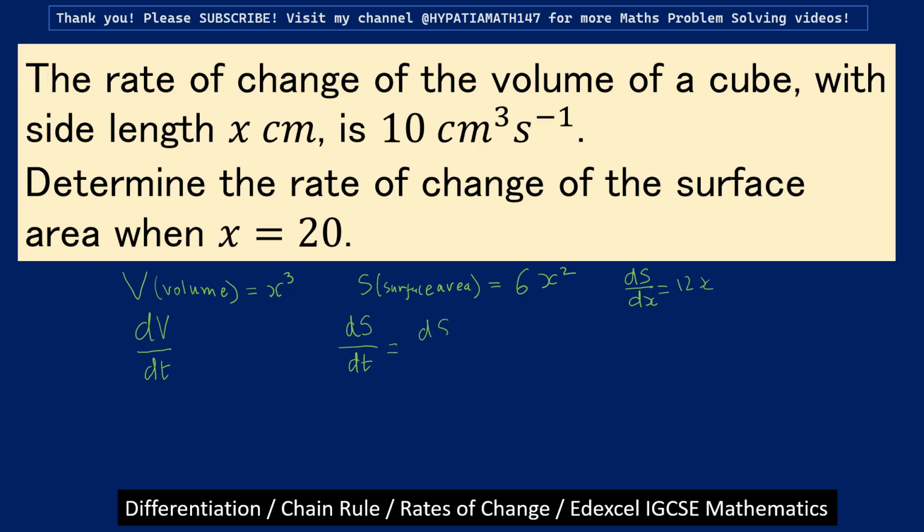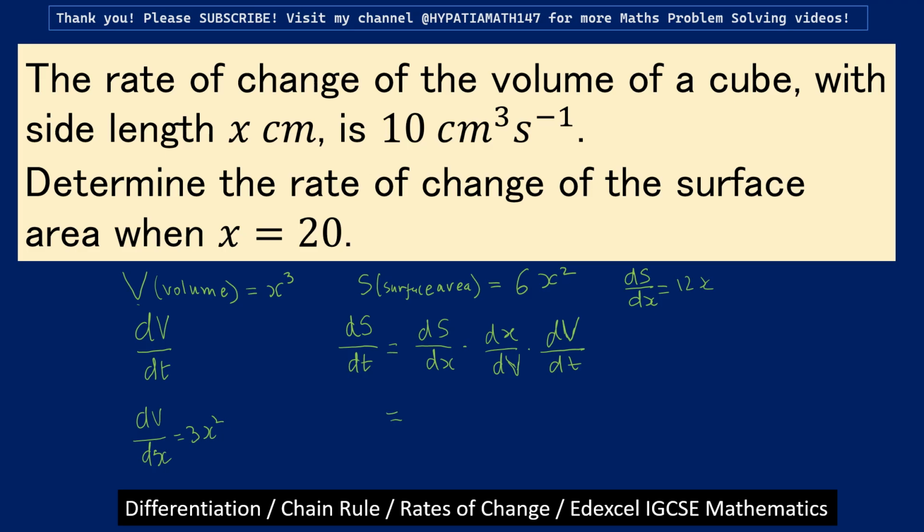So I can say dS out of dx, and I have to bring in the volume as well. So volume is x cubed, so I can write dV out of dx is equal to 3x squared. So therefore I can write this as dx out of dV, times dV out of dt. So then we have all the values, I think, apart from dS out of dt.